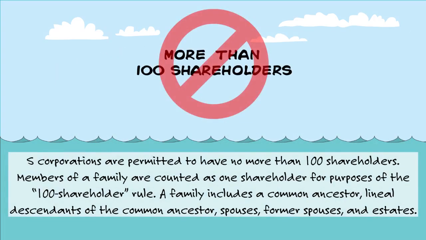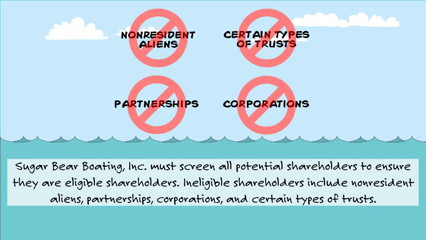S corps are permitted to have no more than 100 shareholders. Members of a family are counted as one shareholder for purposes of the 100 shareholder rule. A family includes common ancestors, lineal descendants of the common ancestors, spouses, former spouses, and even estates. Sugar Bear Boating must screen all potential shareholders to ensure that they are eligible. Ineligible shareholders include non-resident aliens, partnerships, corporations, and certain types of trusts.